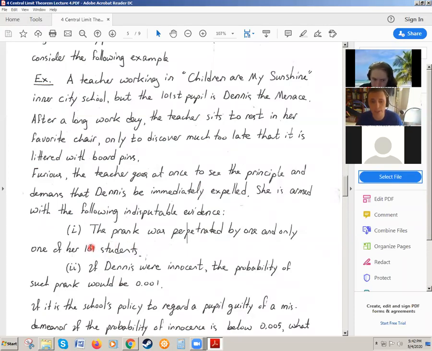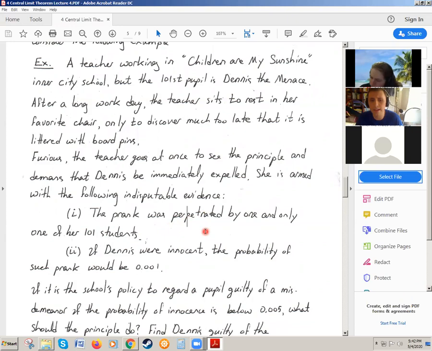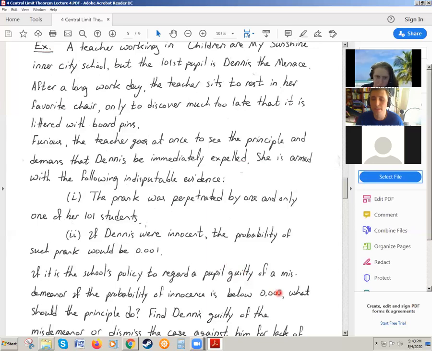The prank was perpetrated certainly by exactly one of the 101 students, and if Dennis were innocent, then the probability of this happening would be 1 out of 1,000. And the school has a policy of finding the student guilty and expelling the student as long as the likelihood of innocence is below 5 out of 1,000. I mean, just arbitrary numbers here. But the question is, based on evidence I and evidence II, should the principal find Dennis guilty? What do you think?